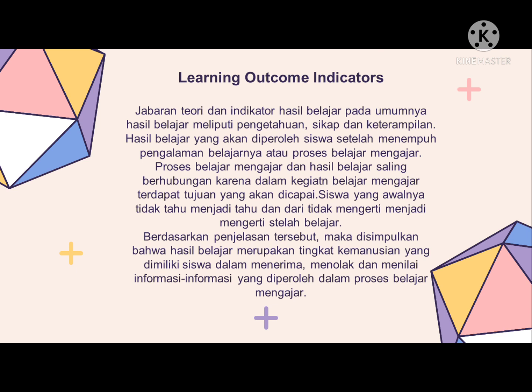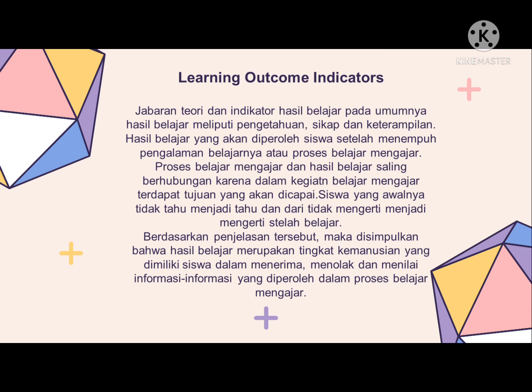Learning outcome indicators. The theory and indicator of learning outcome in general learning outcome include knowledge, attitude, and skills. Learning outcome is what students will get after pursuing their learning experience or teaching and learning process. The process of teaching and learning and outcomes are interconnected because in teaching and learning there are goals to be achieved. Students who initially do not know become aware, and from not understanding to understanding.